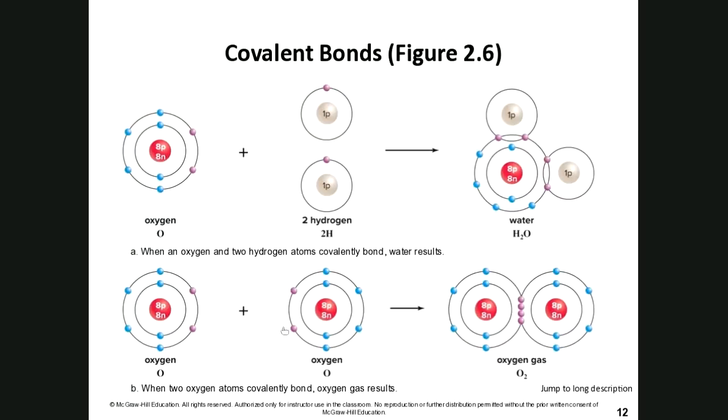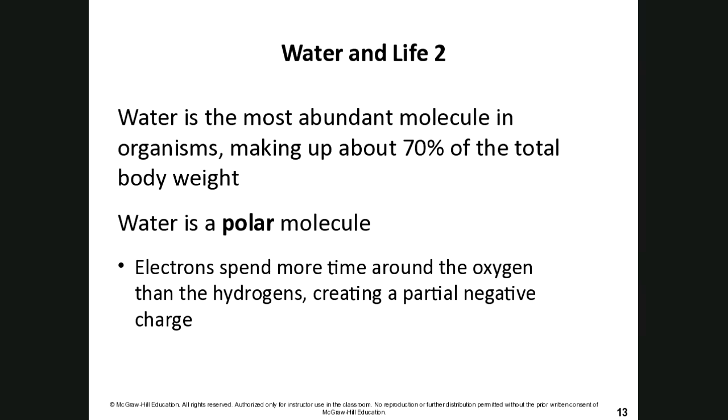With 2 oxygen atoms, they can form a double bond, and the reason we have a double bond is because there's 1, 2, that's 1 pair, 3, 4, that's another pair. There are 2 pairs of electrons that are being shared there. So water, because of its covalent bonding and because the way that water shares its electrons is a little uneven with hydrogen, it's considered to be a polar molecule.